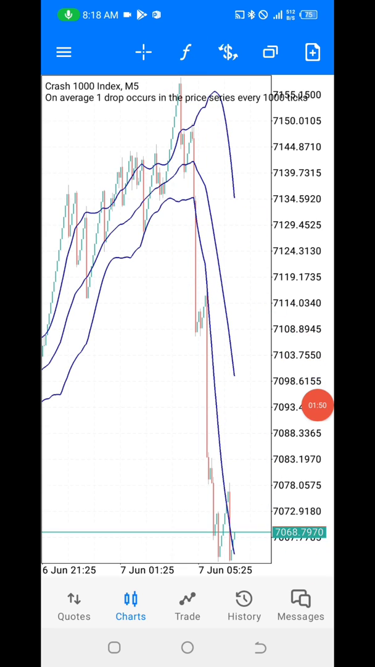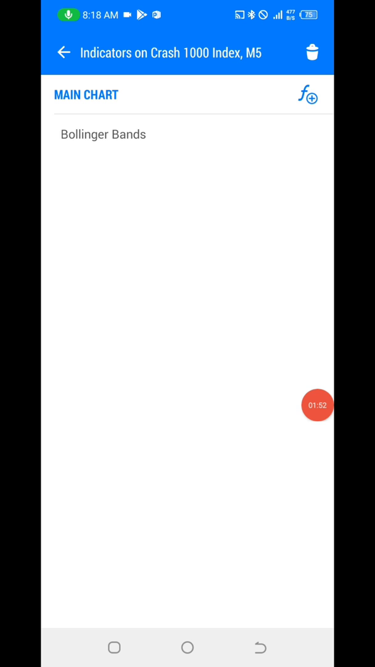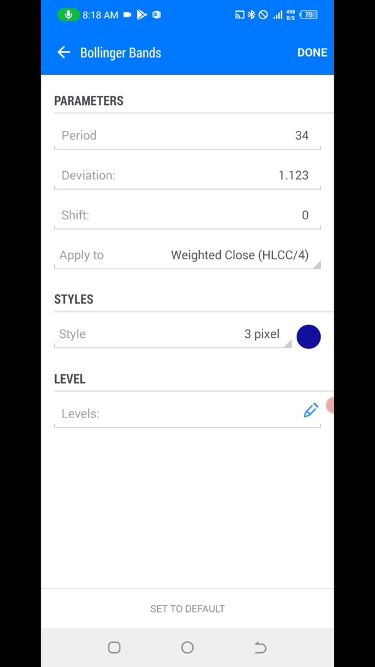Now click on the F icon, and we have only one indicator, and that's the Bollinger Bands, right? And these are the settings. Take note of the setting, use exactly this setting, and possibly use the same color, okay. So these are the parameters. Take note of these parameters.